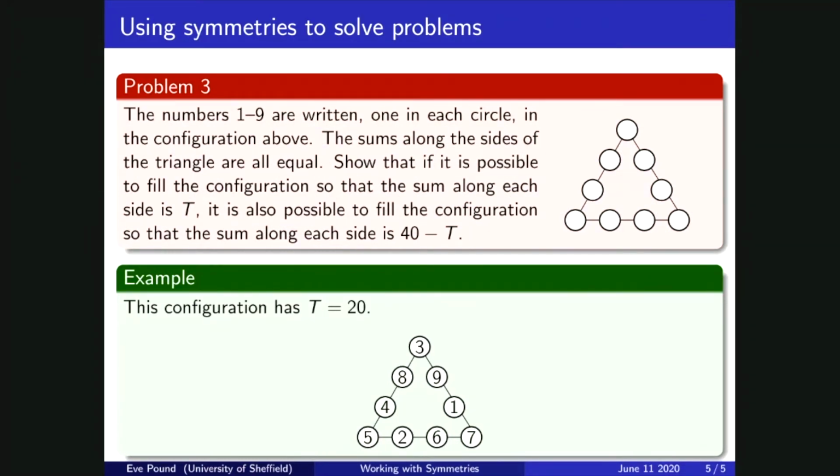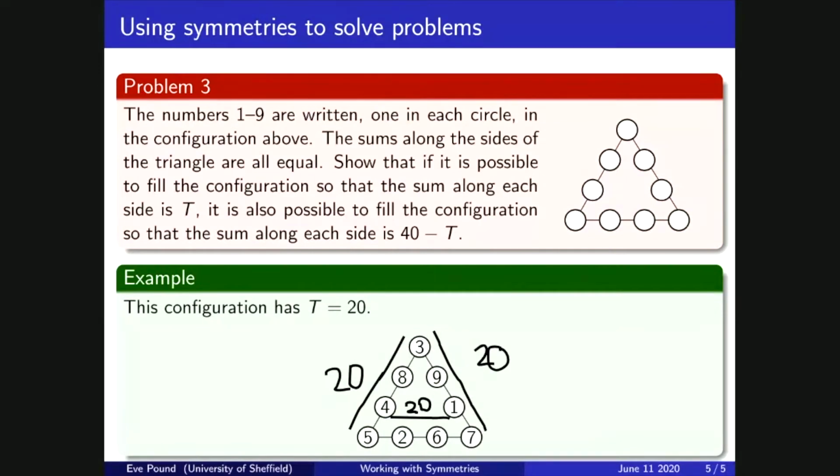So just as an example of how this should work, if you look down this side of the triangle, I have 3 plus 8, which is 11. 11 plus 4 is 15, 15 plus 5 is 20. So if I sum along here, I get 20. Similarly, 3 plus 9 is 12, plus 1 is 13, plus 7 is also 20. And then 5 plus 2 is 7, plus 6 is 13, plus 7 is also 20. I don't quite have room for that at the bottom, so let's just put that there.